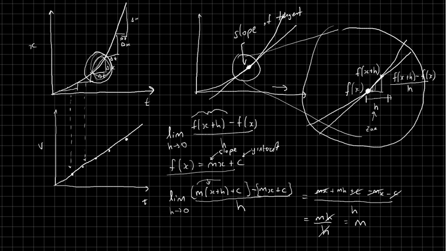So the limit as h goes towards 0, there's actually no h in this form, so the limit, the slope of this line, is just going to be m, which is what we know. So this is actually a rough proof for the fact that m is the slope. And we call this f dash of x, or we can also say df dx.